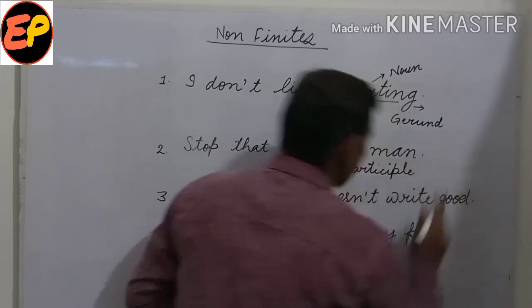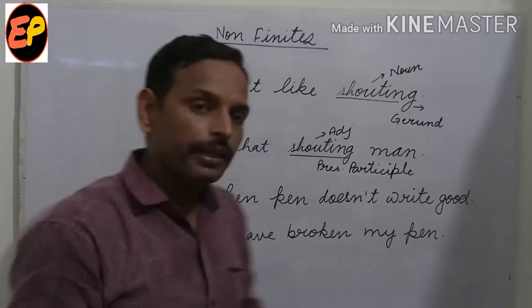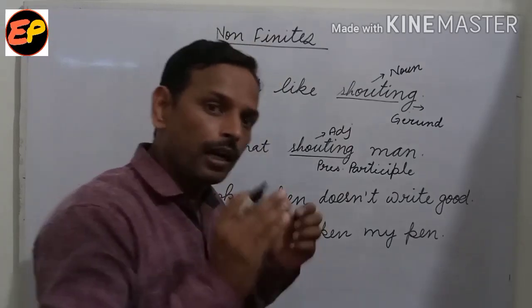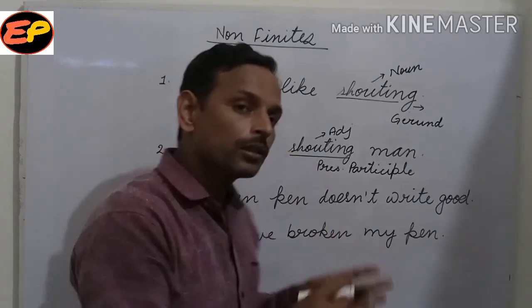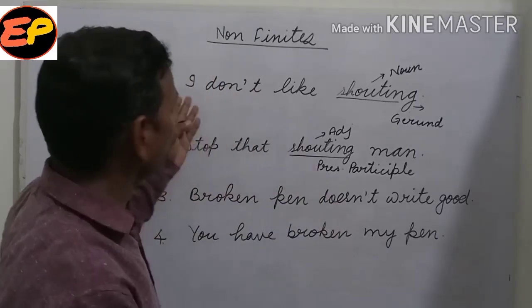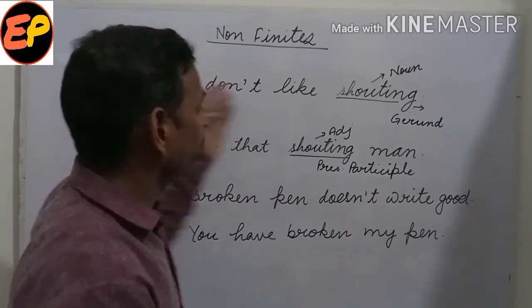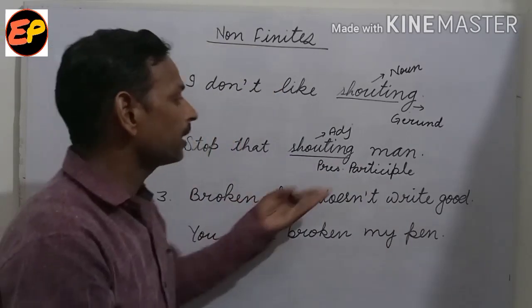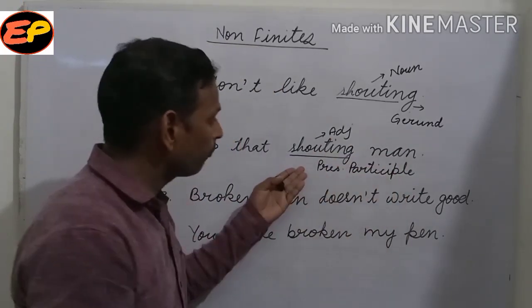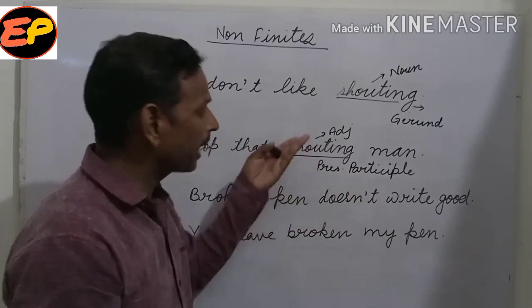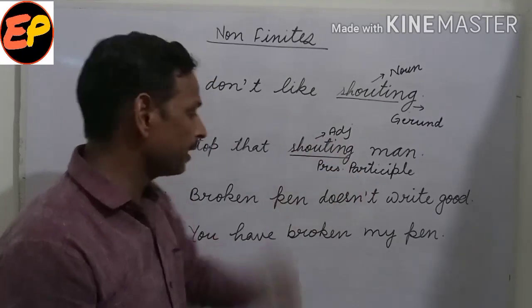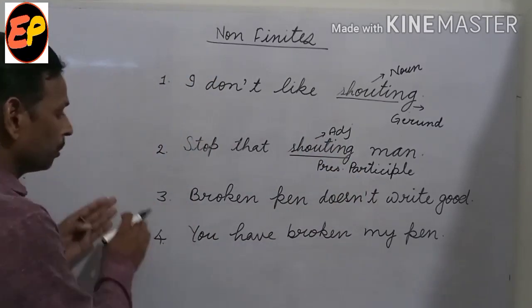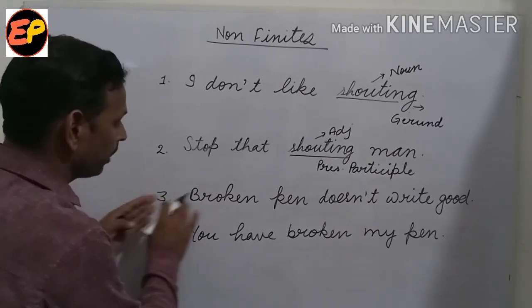So this is a very basic difference, and a very simple trick to find out whether it is a noun or an adjective. To find out whether it is a noun, you may ask the question what: I don't like what? Shouting. Stop that shouting man. What kind of man? Shouting man. So what kind of, this is an adjective.